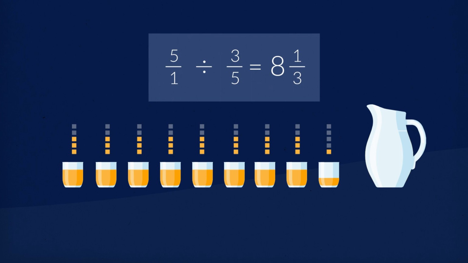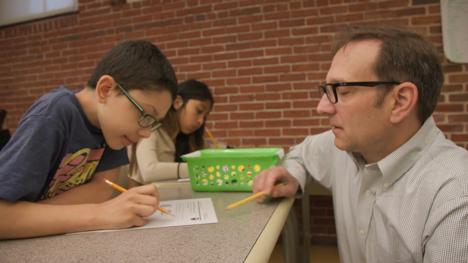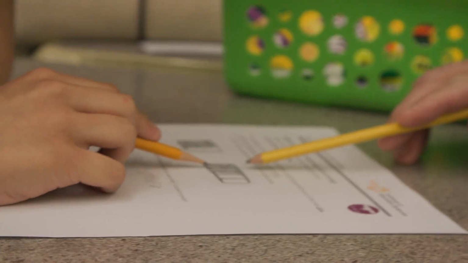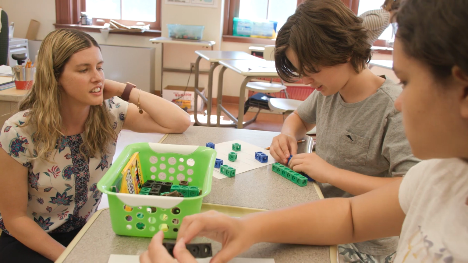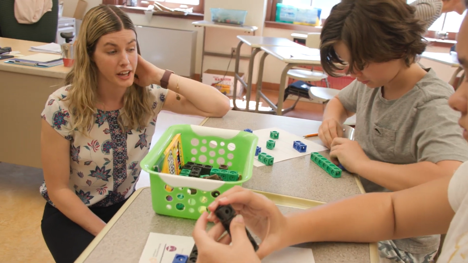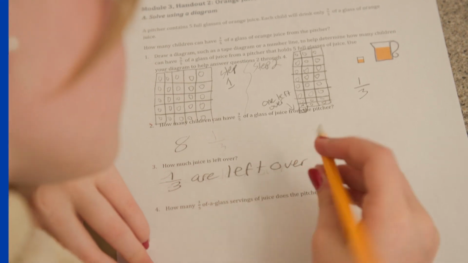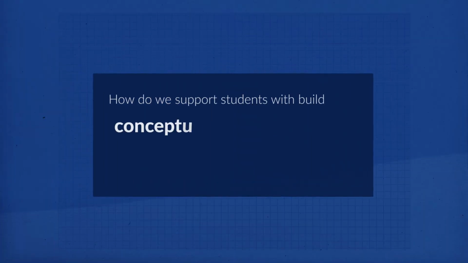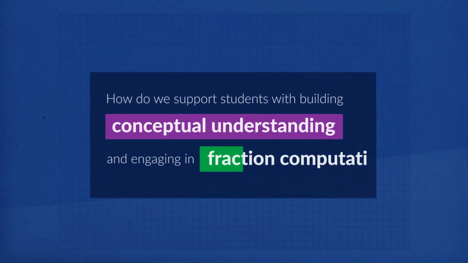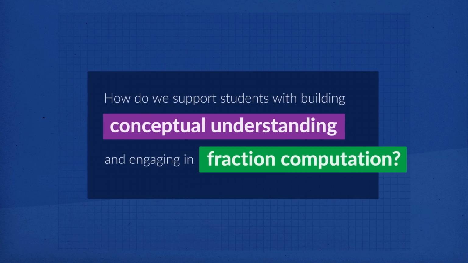As they solve the problem, students can answer questions such as, can you show me in your diagram why you have more parts than you started with? Or, how do you know you'll have enough orange juice for everyone in the class? And what does the 1/3 that we have left over represent? Okay, so how do we support students with this conceptual understanding and with engaging in fraction computation in these ways?